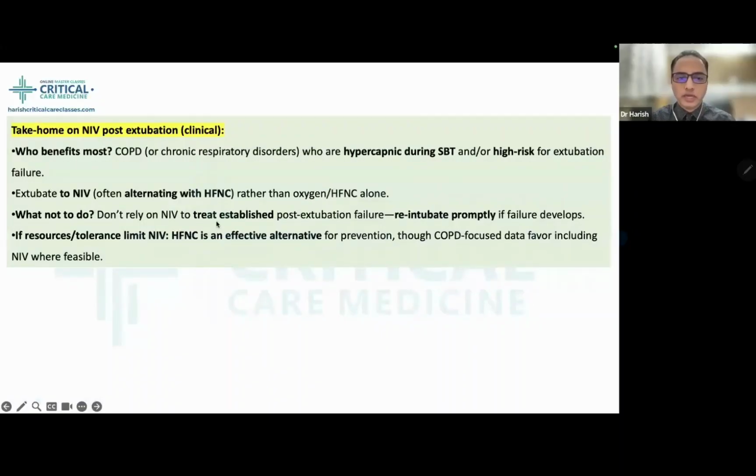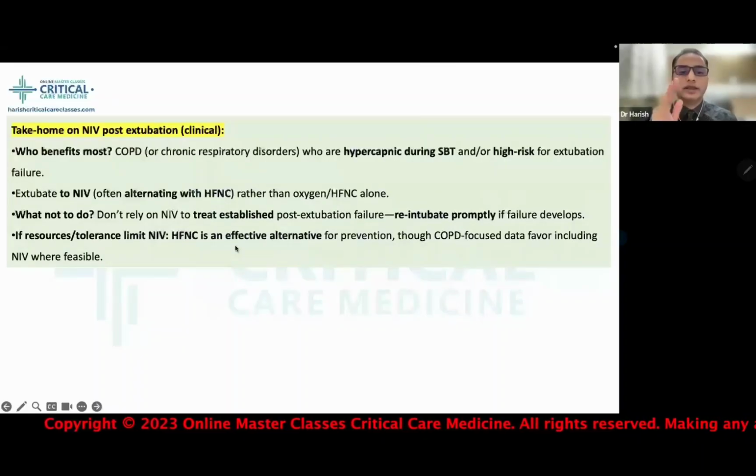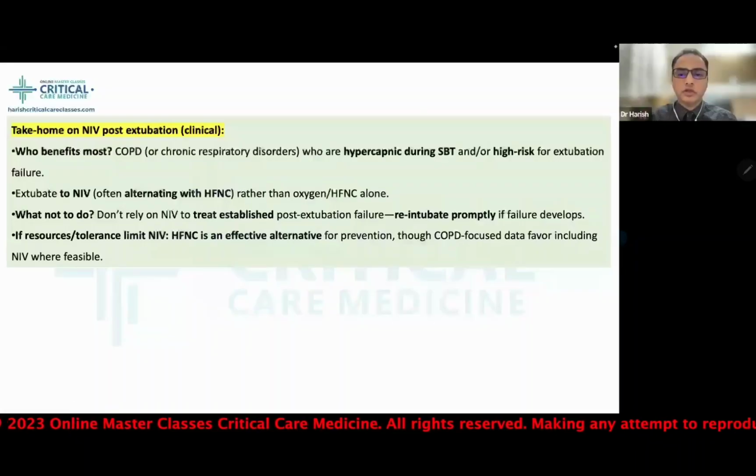Okay. What not to do? Don't rely on NIV to treat established post extubation failure. So if you extubated, but the patient is already in respiratory failure, then re-intubate promptly. If resources or tolerance limit the NIV, HFNC is an effective alternative for prevention, though COPD-focused data favor including NIV where feasible, not HFNC alone. That is the take home on NIV.